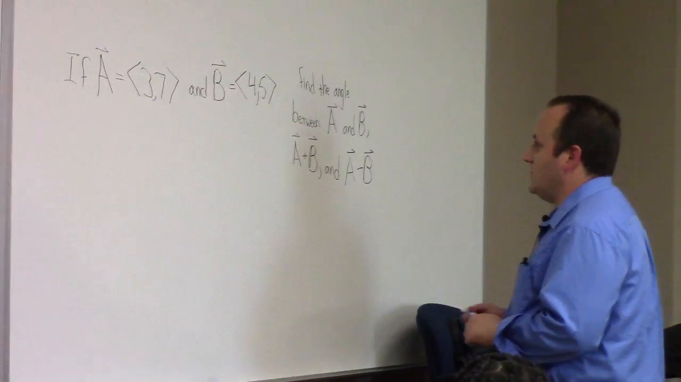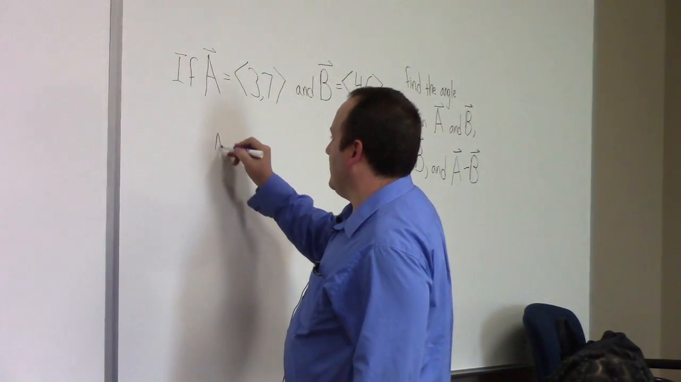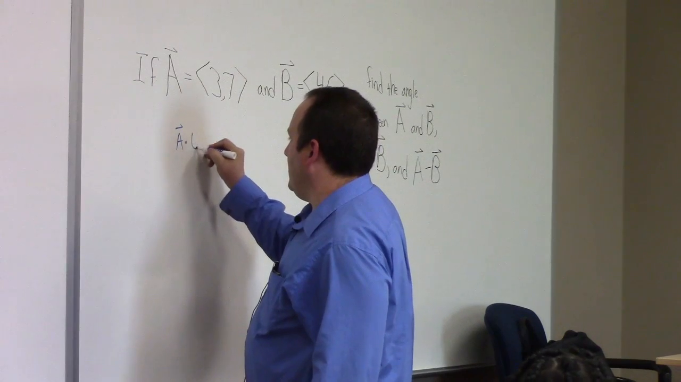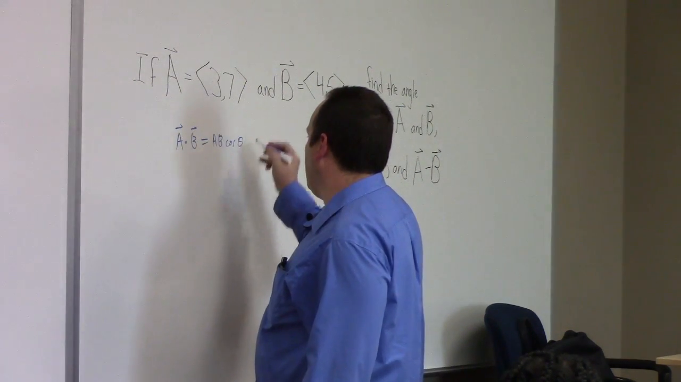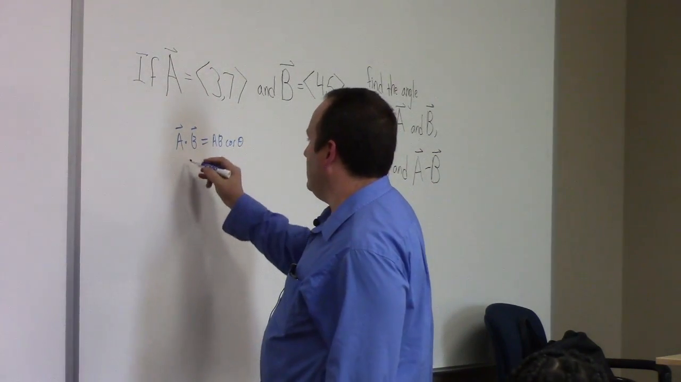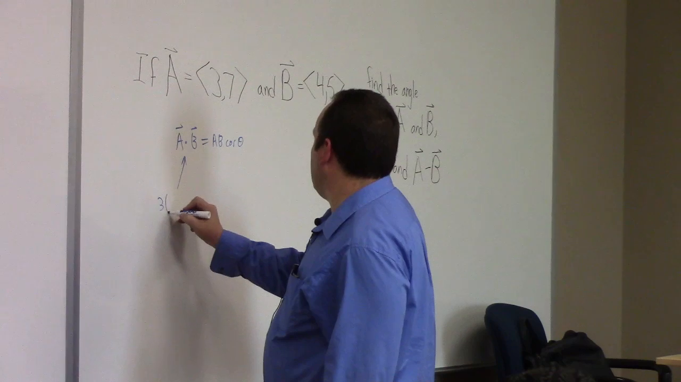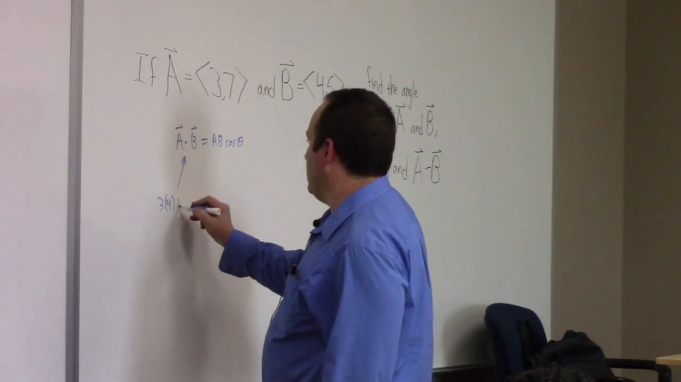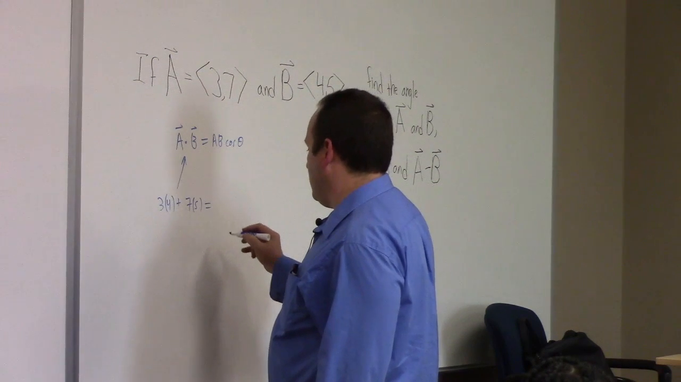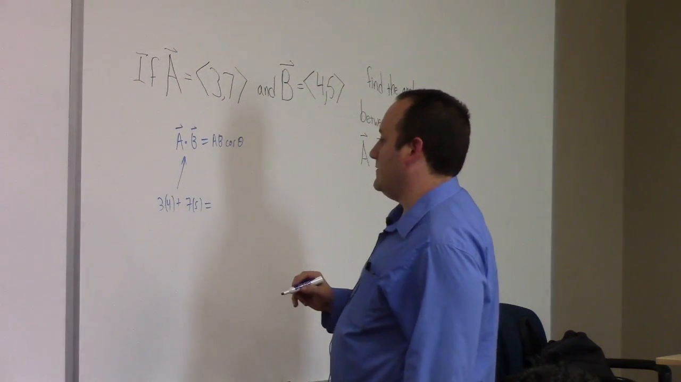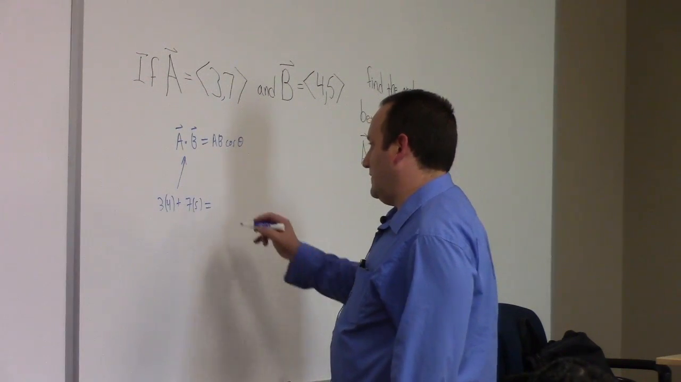So to find the angle between A and B, what you do is use this formula. A dot B is |A||B| cosine theta. All right? So A dot B, what's that number? It's 3 times 4 plus 7 times 5, which is what? 12, 35, 47.